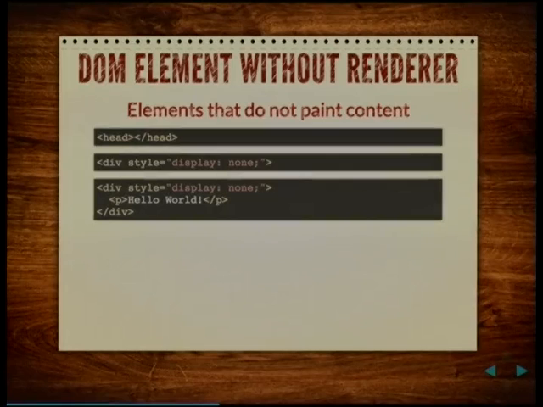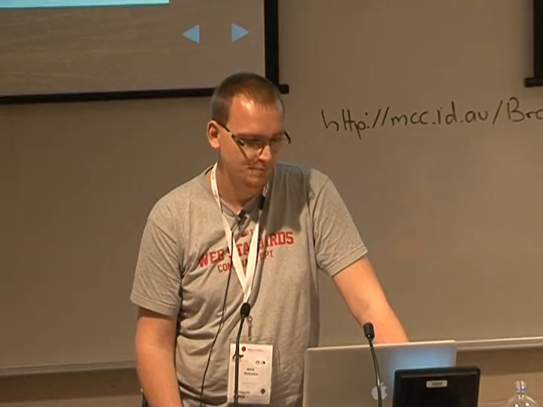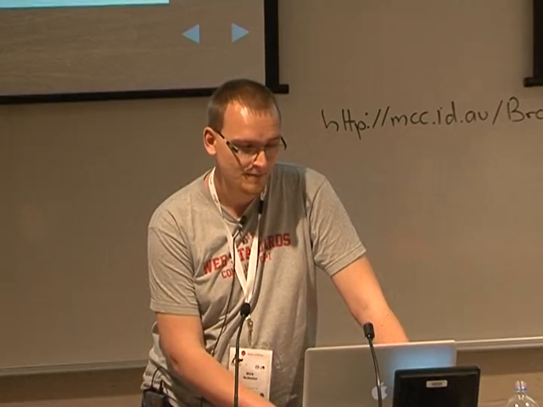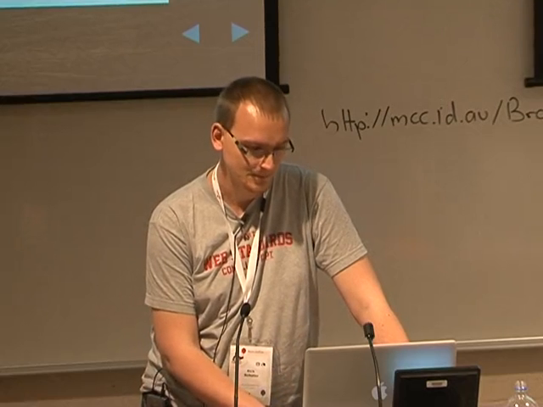This actually also affects all children elements. In this example, we have a div box. I hope you can see my mouse here. We have a div box, and this div box consists of a p element, a paragraph element with hello world in it. Because the div element itself has the style none, the p element also does not get displayed. Therefore, we don't create a renderer for the paragraph element as well.